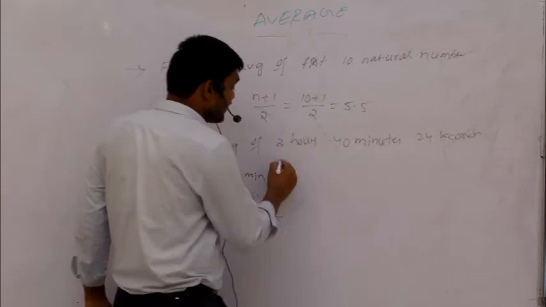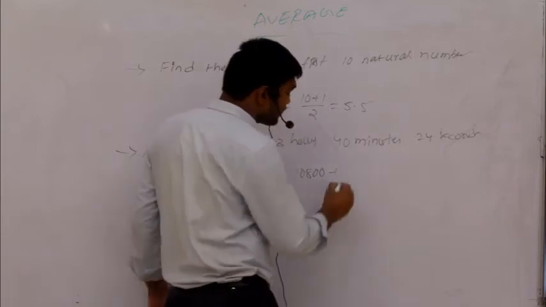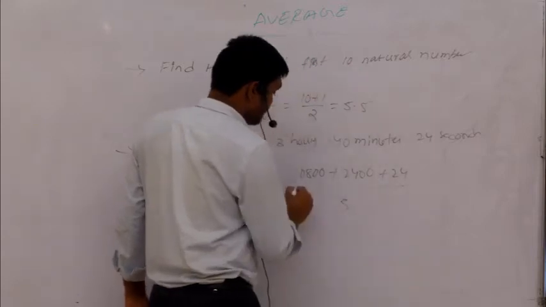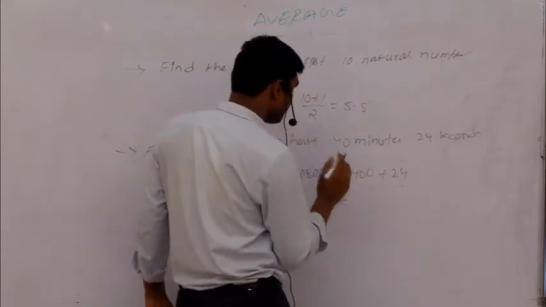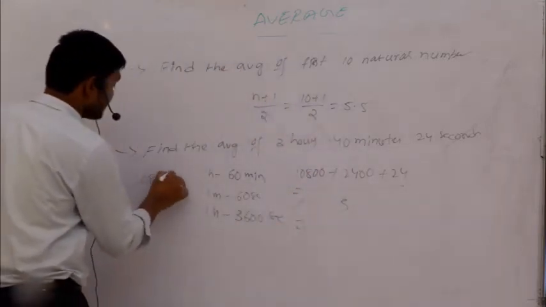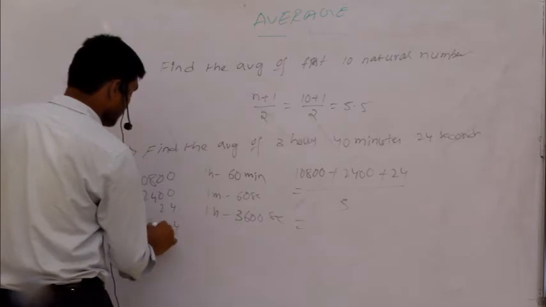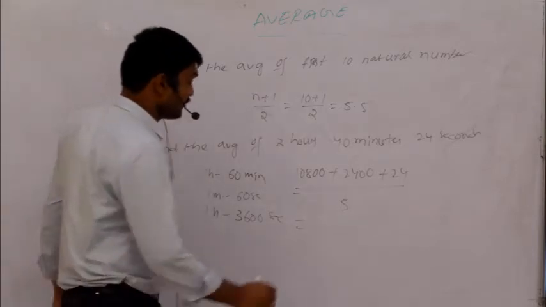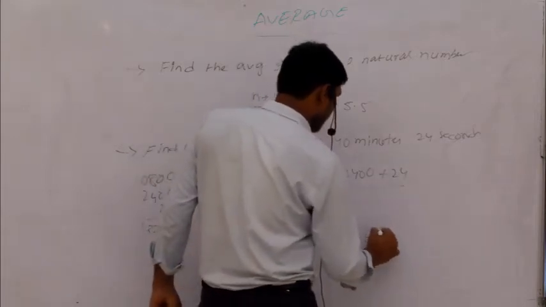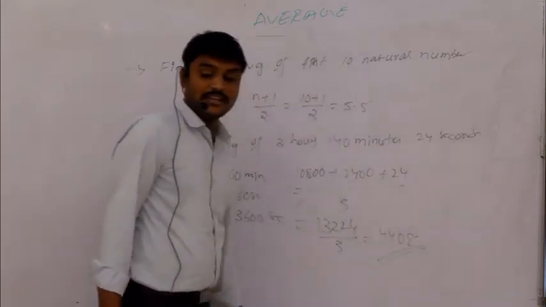So that's why 3 hours, that is 10,800, plus 40 minutes, 40 into 60, that is 2400, plus 24 seconds, so 13,224 by 3. So 3 4s are 12, 4 4s are 16... so the answer is 4408 seconds.